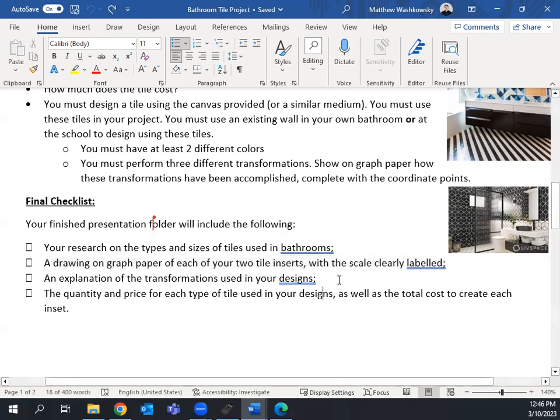You want to have an explanation of the transformations used in your design, and you want to know the quantity and price of those types of tiles. So it's not just going to be, I've designed a tile. You're actually going to be pricing out how much it would cost to do a wall. And you have 2 options for that. So why don't we get Mark for the morning consultation? And for pricing.